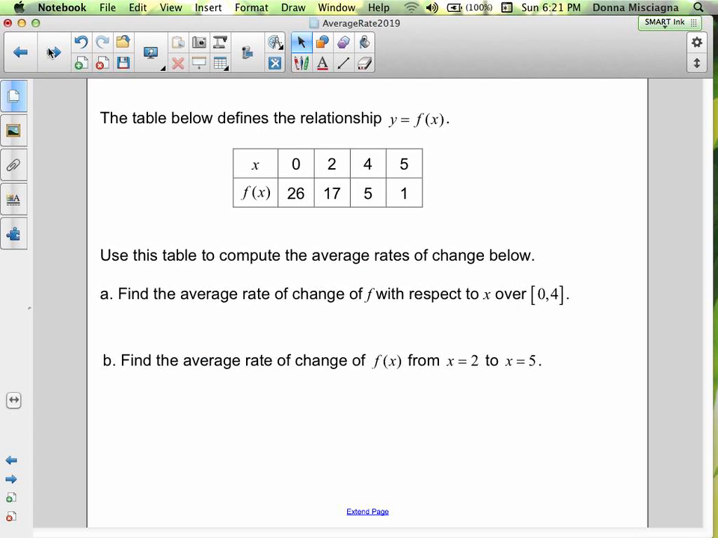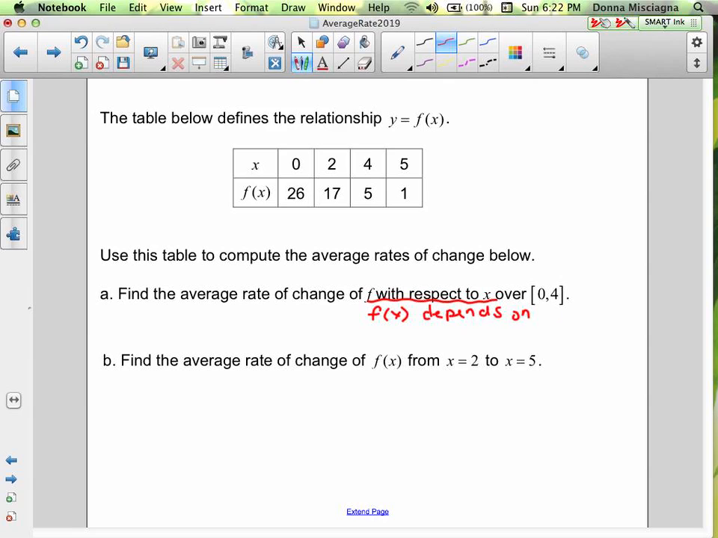The table below defines the relationship y equals f of x. Use this table to compute the average rates of change below. Find the average rate of change of f with respect to x over 0, 4. All right, so this here is telling you that f of x depends on x. That's what that with respect to x means. So that means that the f of x here, which is the same as y, is the dependent variable, and the x is the independent variable.